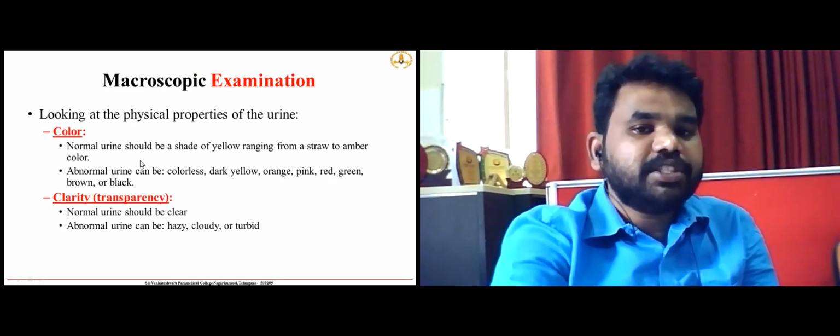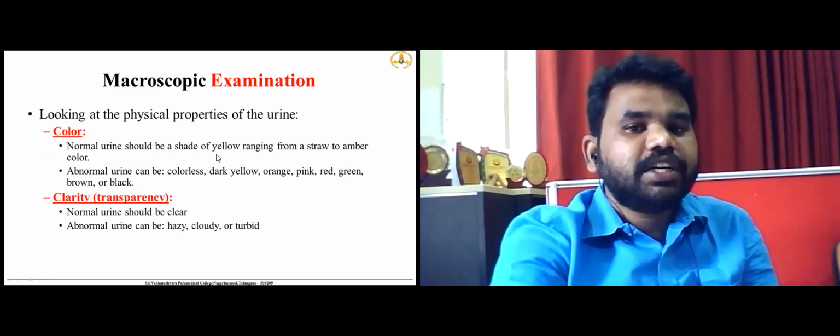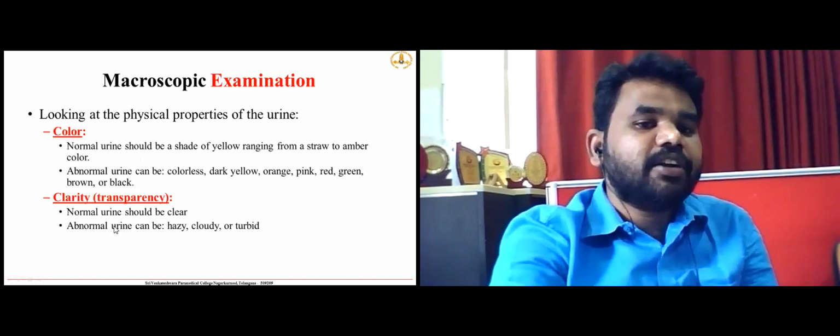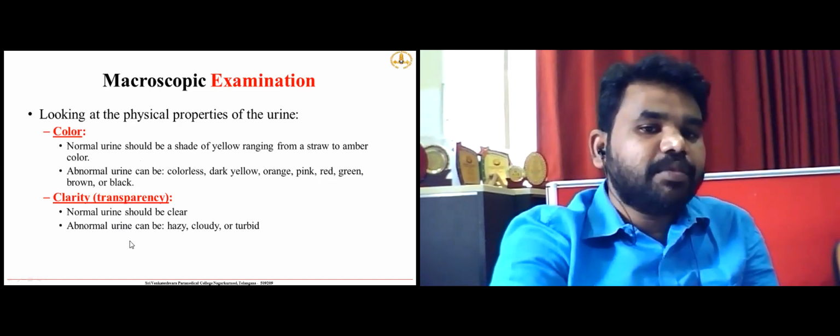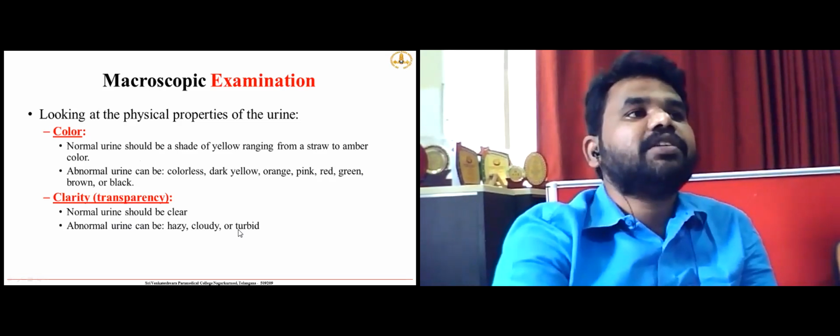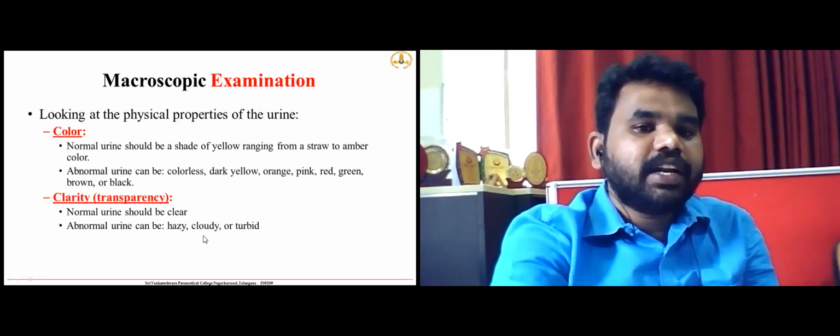Okay, the color of the urine will be changed. Normally, it will be a shade of yellow, and it ranges from straw to amber color. And clarity: normal urine should be clear, and abnormal urine can be hazy, cloudy, or turbid based on the presence of lipids or proteins. The clarity of the urine will be changed.